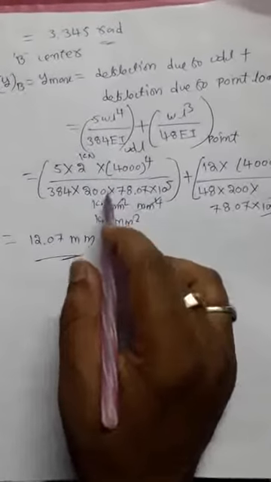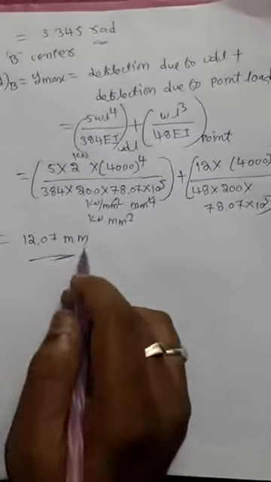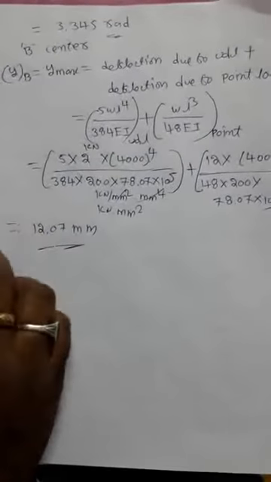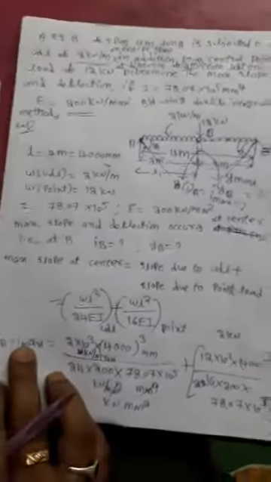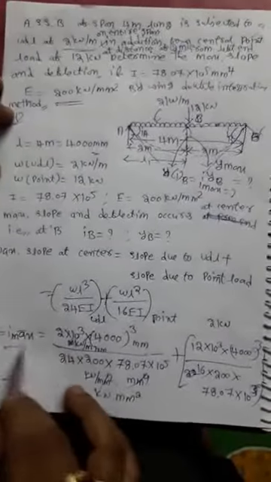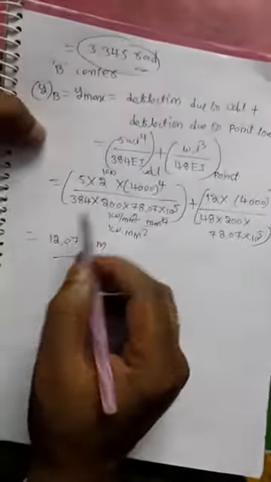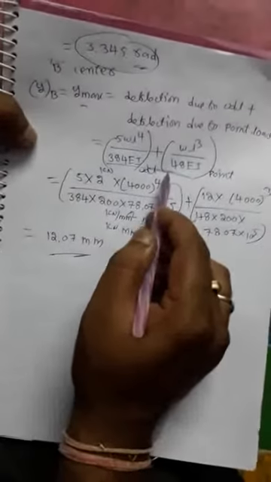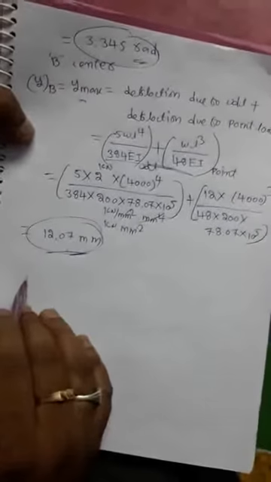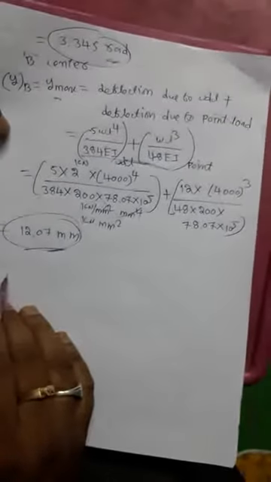You can enter these values in your calculator and get 12.07 mm as the maximum deflection for this simply supported beam carrying UDL and point load. This is a very important problem for your upcoming exams. So this is the solution. The maximum slope answer is 3.345, and these are the formulas for maximum deflection, for UDL and for point load, and this is the maximum deflection answer. Okay, thank you.